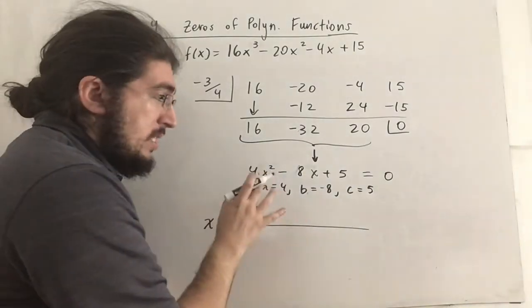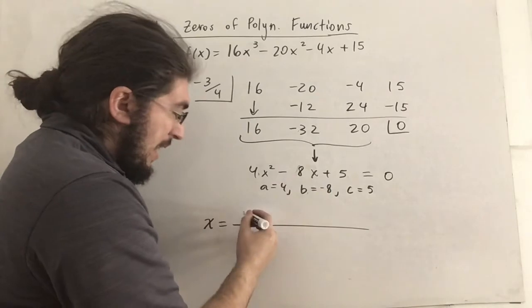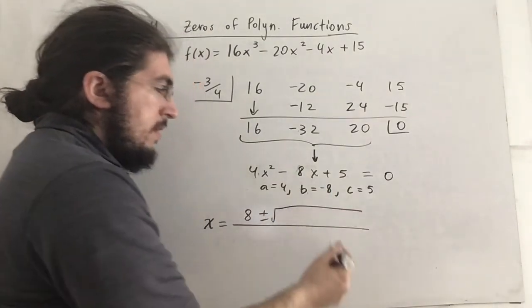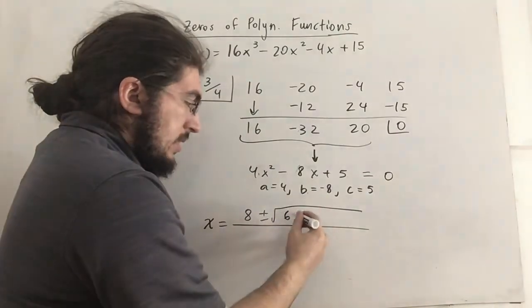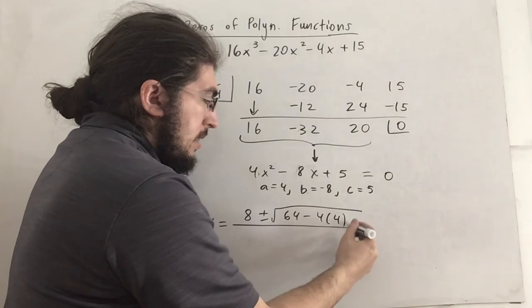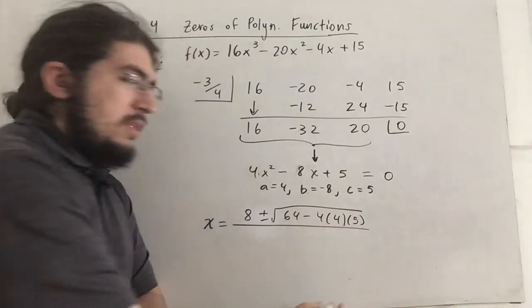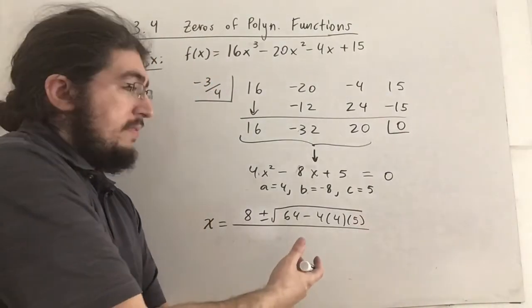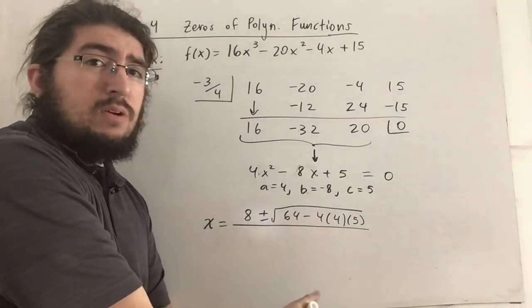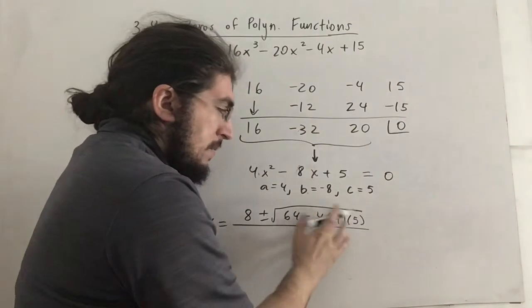Remember, the quadratic formula is negative b. Since b is negative 8, that's going to be positive 8, plus or minus the square root of b squared, which is 64, minus 4 times a times c. This is the moment of truth because this will tell us if we're going to get a negative on the inside or not, and I think we will. Notice 4 times 4 is 16, and 16 times 5 is 80.